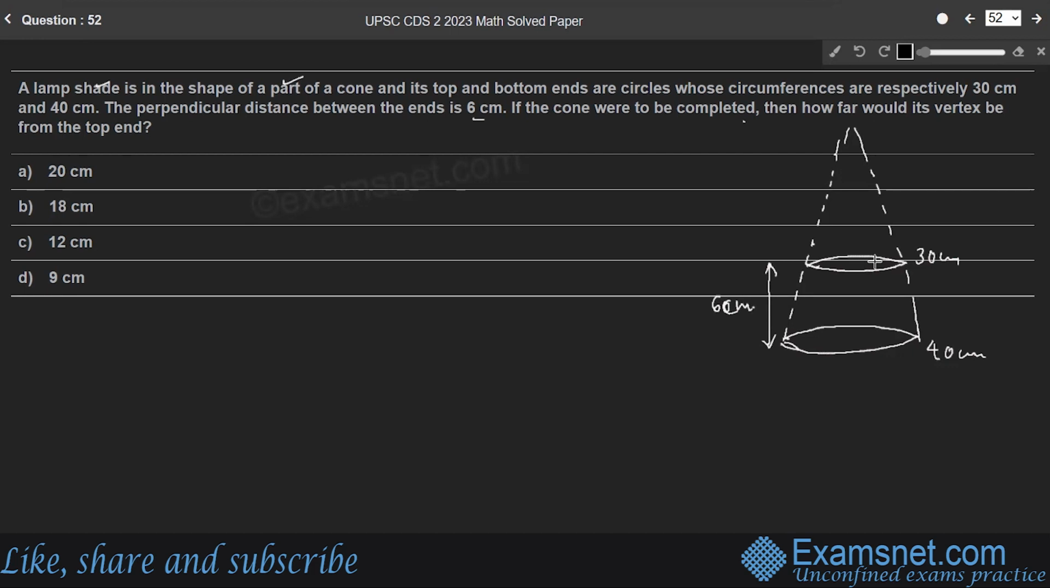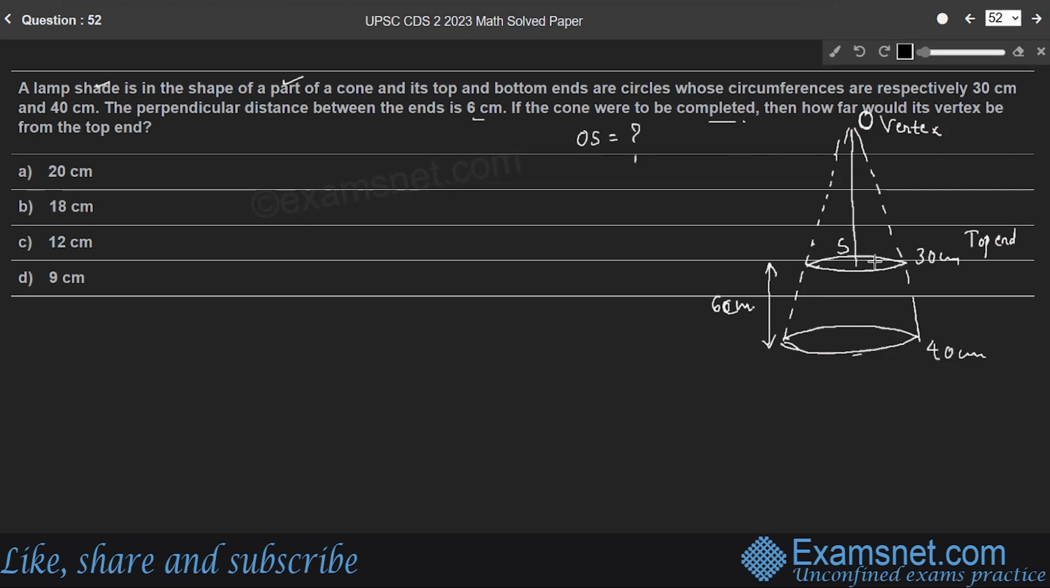If the cone were to be completed, then how far would its vertex be from the top end? This is the top end, and the vertex of the cone is this one. Let it be O. So what is the distance of the vertex from the top end? Let the distance be OS. We need to find the OS distance.